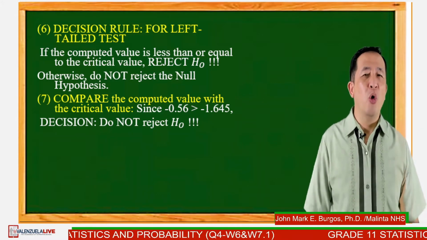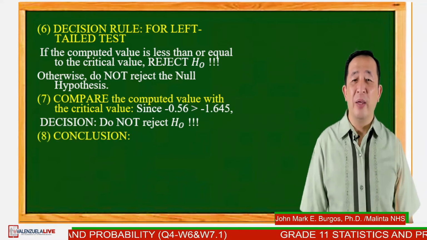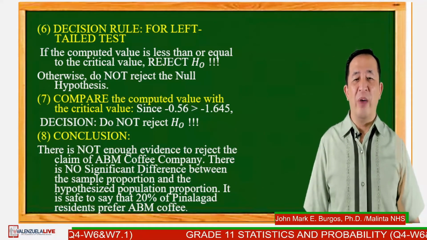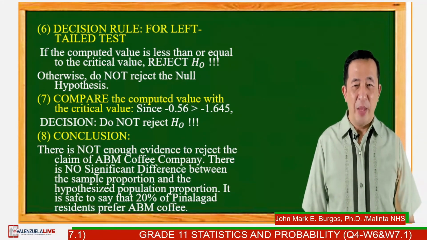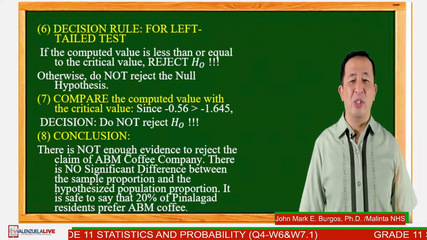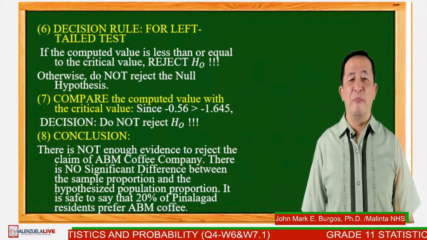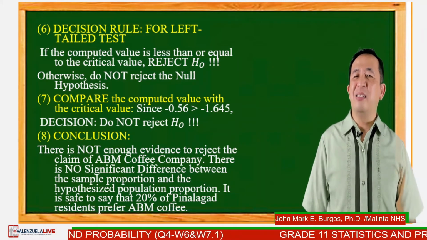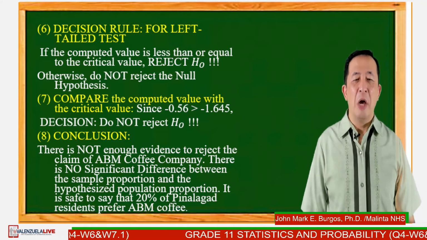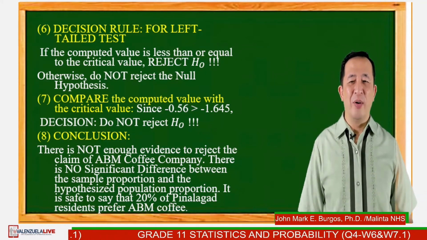So, what will be the conclusion? There is not enough evidence to reject the claim of the ABM coffee company. There is no significant difference between the sample proportion and the hypothesized population proportion. It is safe to say that 20% of the Pinalaga residents prefer ABM coffee.